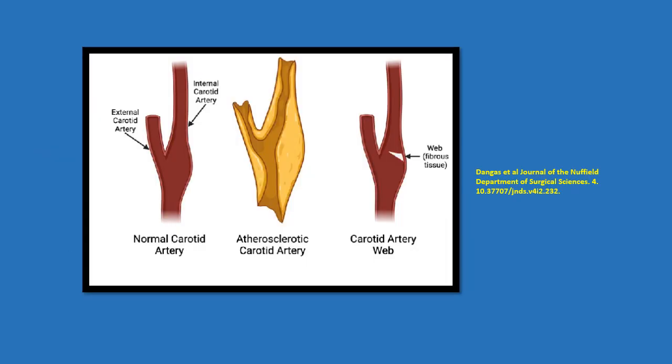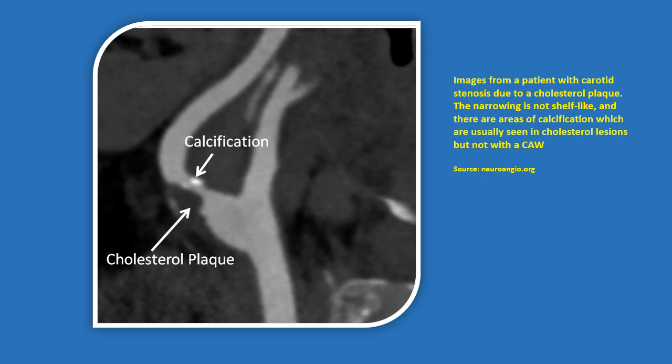This picture shows a normal carotid artery as well as an atherosclerotic carotid artery with circumferential involvement and irregular surface, as well as a carotid web projecting into the lumen. This picture shows images from a patient with carotid stenosis due to cholesterol plaque. The narrowing is not shelf-like and there are areas of calcification, which are usually seen in cholesterol lesions but not with carotid web.